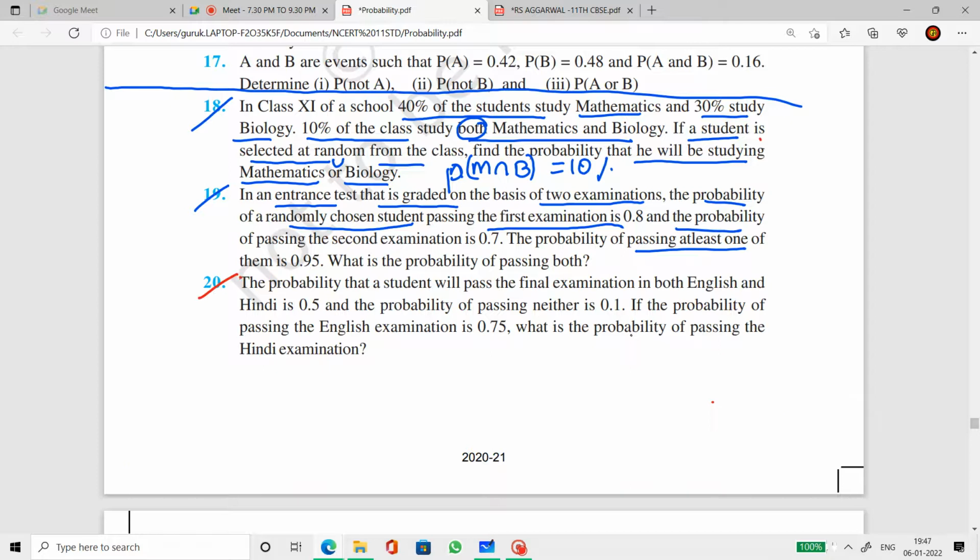So next, the 20th question. The probability that a student will pass a final examination in both subjects, English and Hindi, is 0.5. The probability that he passes in neither, meaning not in both, so P of A union B, the whole complement, is 0.1. The probability that he passes in English, which is just P of A, I'm assuming A as English and B as Hindi, is 0.75.